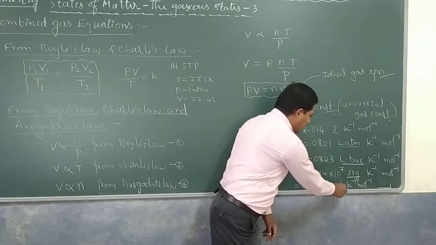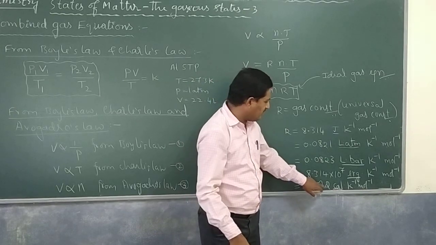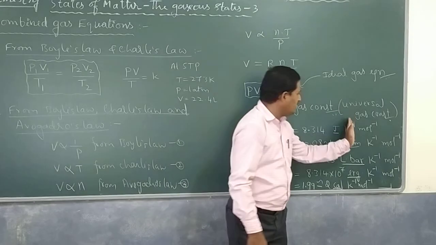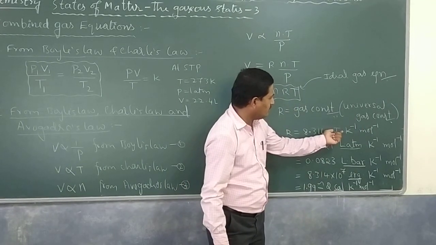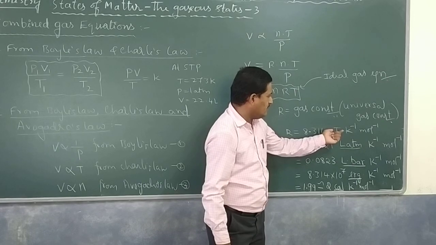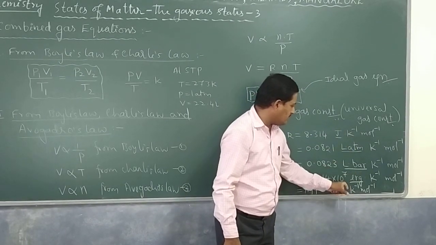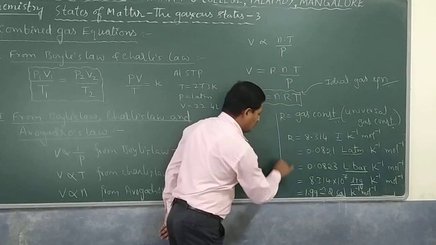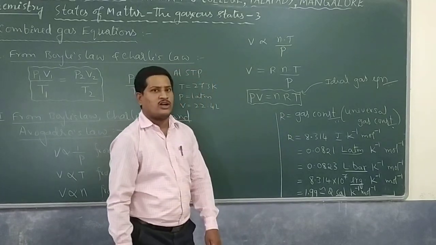Similarly, in terms of calorie, it is 1.99, approximately taken as 2 calories Kelvin inverse mole inverse. Remember, Kelvin inverse mole inverse is common. Only the term changes with respect to the pressure value and also the energy value: joule, liter atmosphere, liter torr, erg, calorie. So we have to remember these values, friends. That is called the universal gas constant.